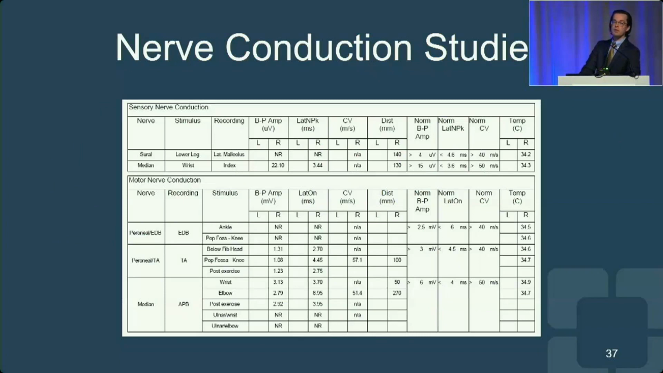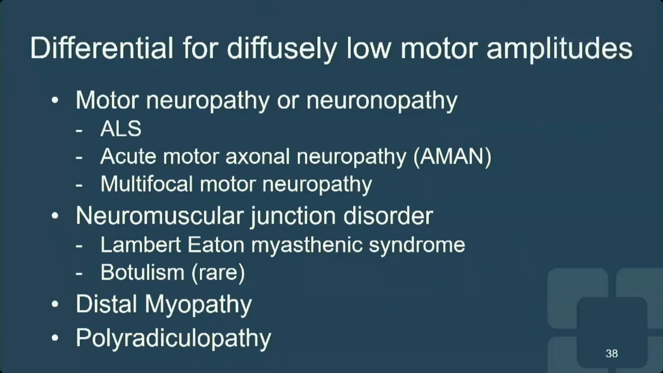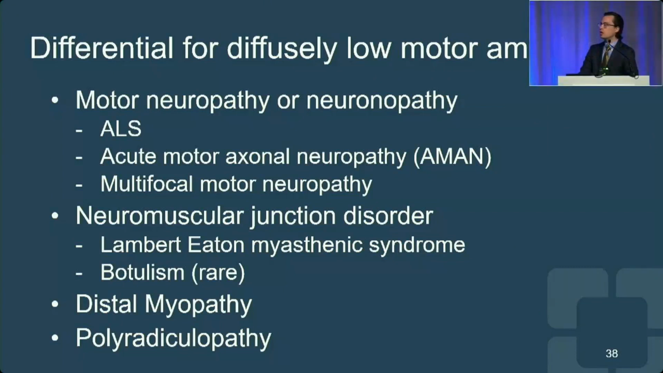He had low motor amplitudes everywhere. When you see low motor amplitudes throughout your nerve conduction studies, there are a couple of things you really should be thinking of. One would be potentially a motor neuron disease or a motor nerve disease. Neuromuscular junction diseases, classically Lambert-Eaton, can cause diffusely low motor amplitudes. But also remember, a distal myopathy that's picking off motor fibers can also cause diffusely low motor amplitudes.